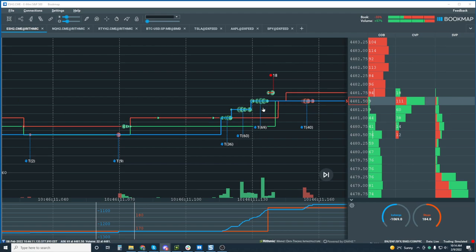I know this is one event because after this book sweep, the best bid and offer update afterwards. So we know this is one event. And we also know that there's a stop run in here, and it happened up here. Only 18 contracts.